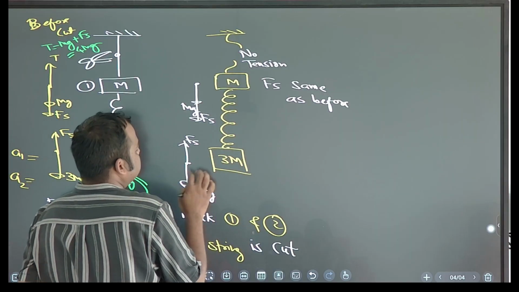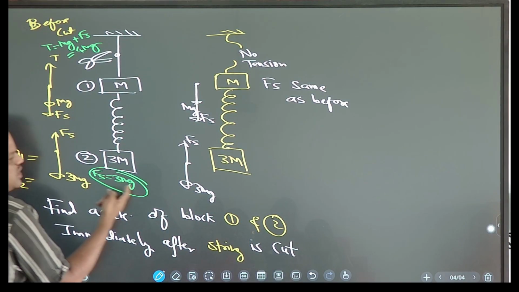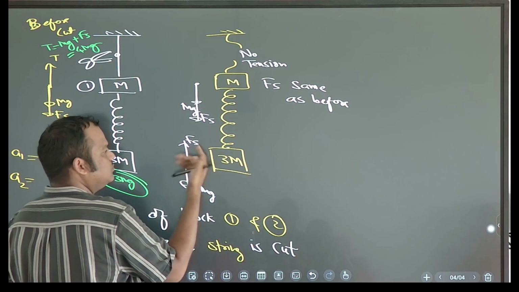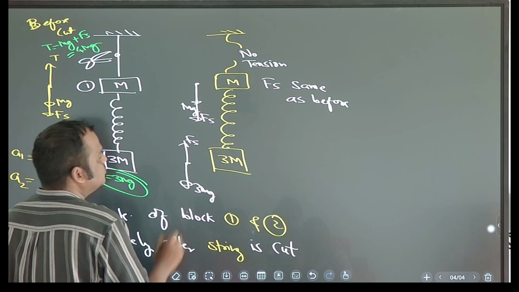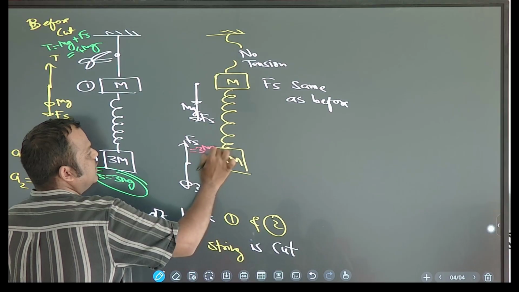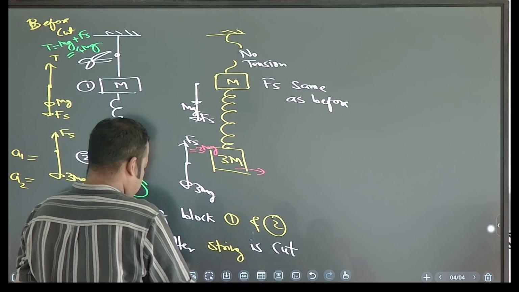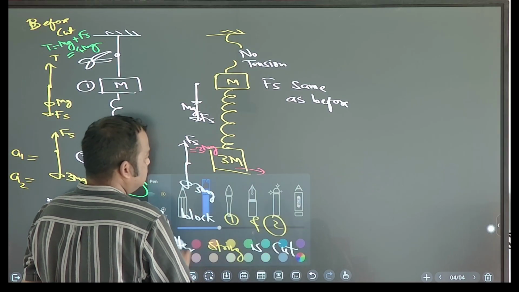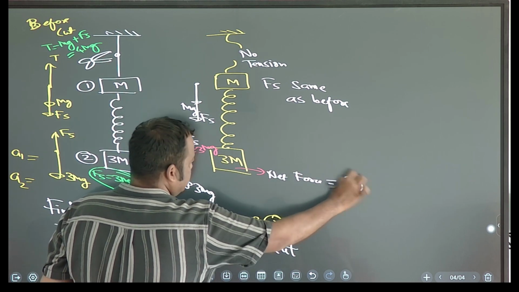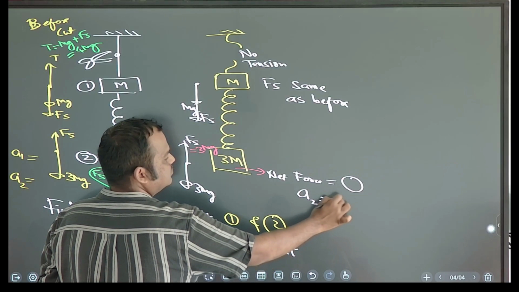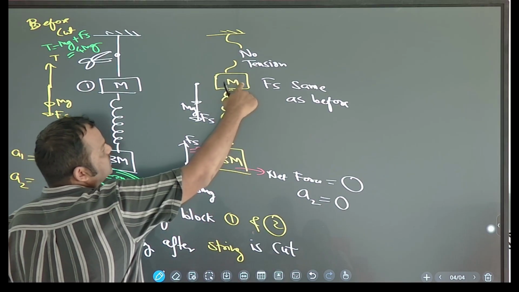Fs, no change. What is Fs before? 3 mg. So what is Fs now? 3 mg. So Fs now also 3 mg. So what is the net force? 0. So for this block, for 3m, net force 0. So what is acceleration? 0. Acceleration 0.